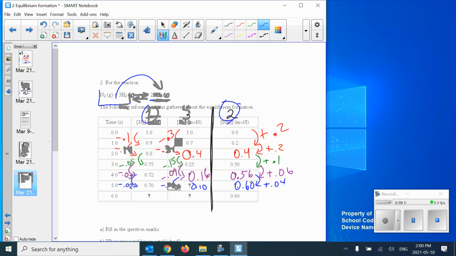What do you notice about the last line? No change in NH3 on the last line. 60 to 60, what's the change? Nothing. Same thing.